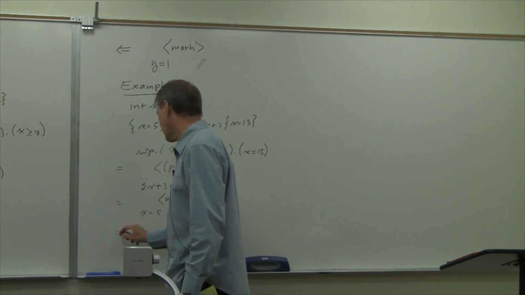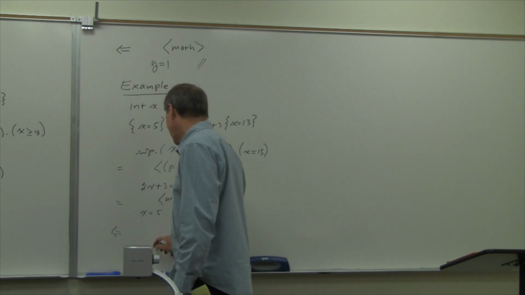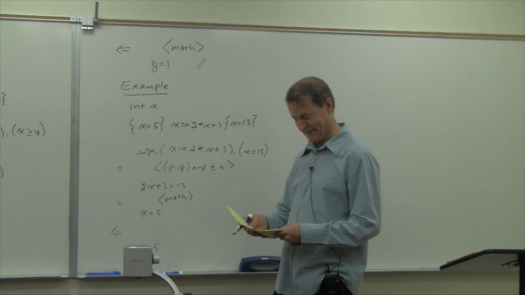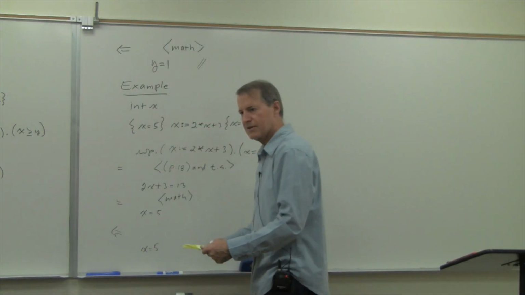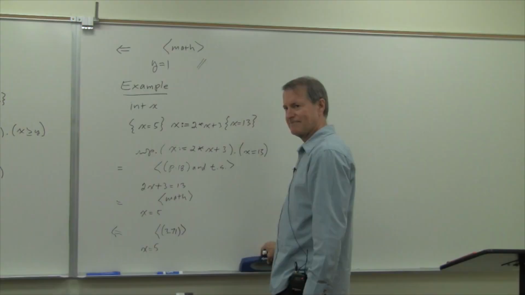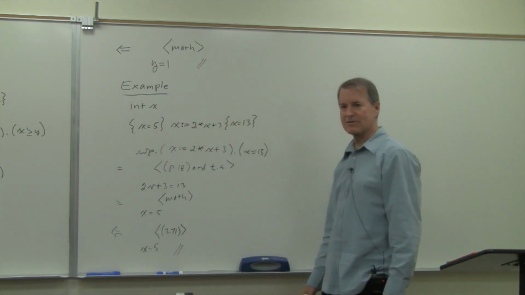It follows from x equals 5. Now how do we get it? By some theorem that says P implies P. Well, which one? Which one is it? 3.71. We can't use it that way, right? If P implies P is true, which means P follows from P, which is true. So we can do that. The true is redundant there, right? Does everybody see how that works?